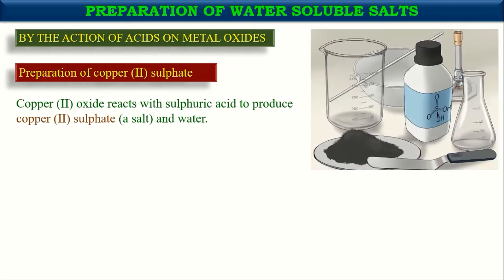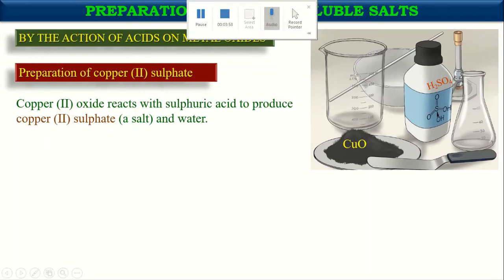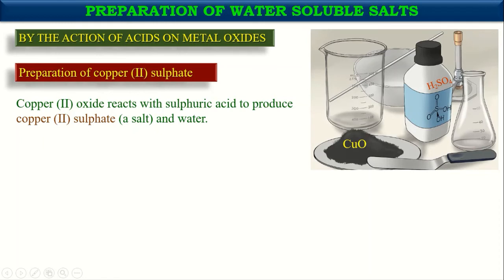In this diagram you can see the apparatus that we will use for the preparation of copper 2 sulfate. Here this black color solid is copper 2 oxide. In this bottle sulfuric acid is there, and here we have beaker, evaporating dish, glass rod, Bunsen burner and conical flask, and this is spatula.